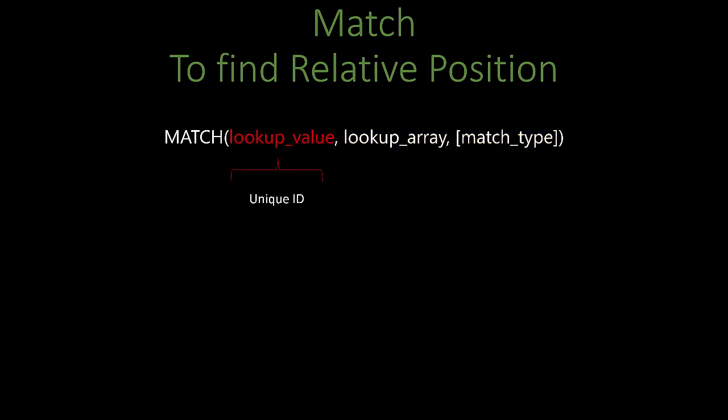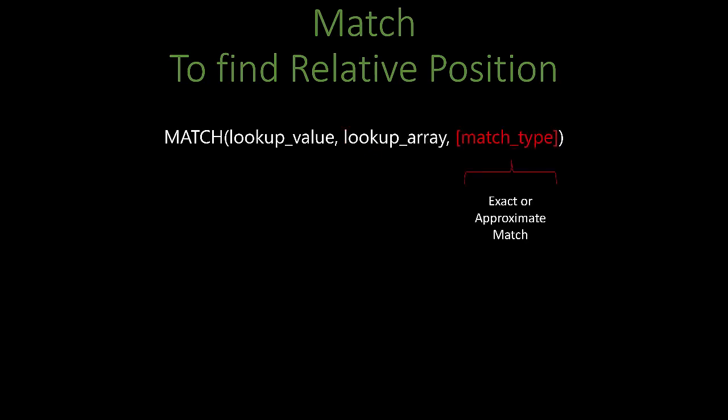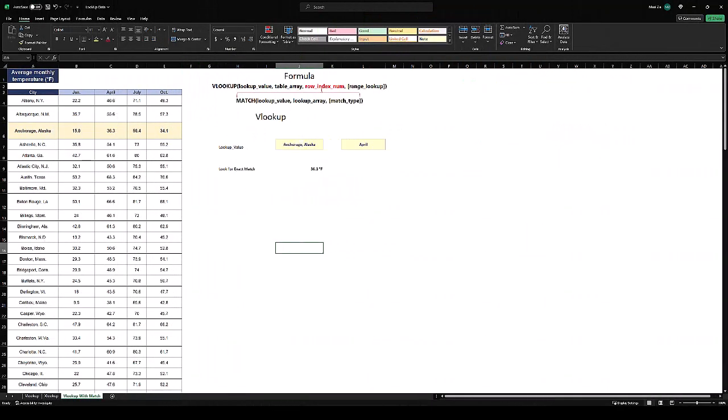And the match formula has 3 arguments. The first argument is the unique ID, what information to look for. The second is the lookup array. It's where to find that unique ID in your data. And the last one, do you want an exact match or something close to it? Now let's go back to our data, the average monthly temperature for a bunch of US cities. And let's use the turbocharge VLOOKUP.